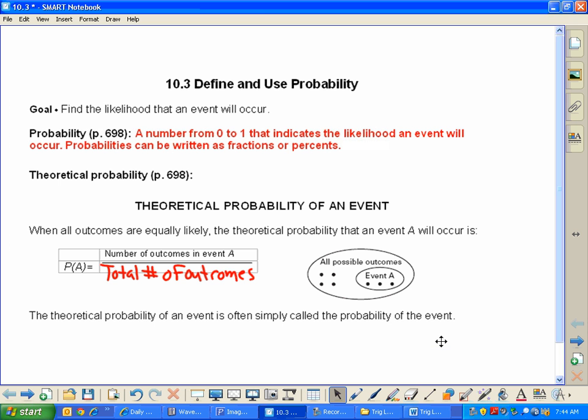The first word we have is the word probability. Our definition for the word probability just says it's a number from 0 to 1. So if somebody says there's a 110% chance that it's going to rain tomorrow, they're a little bit full of baloney. It's a number from 0 to 1 that indicates the likelihood an event will occur. You could write probabilities as fractions or as percents.